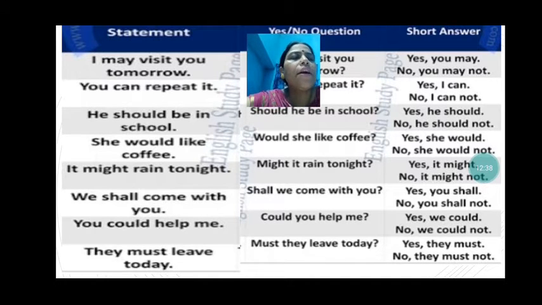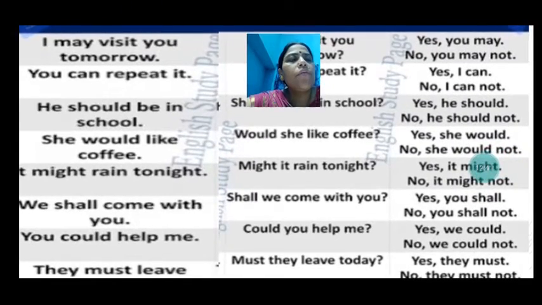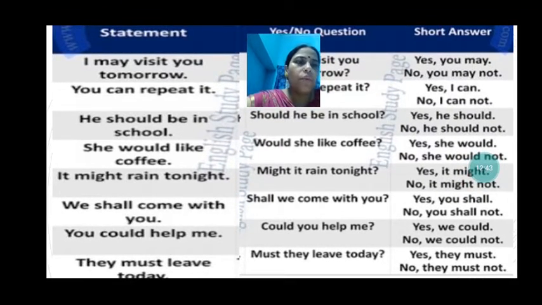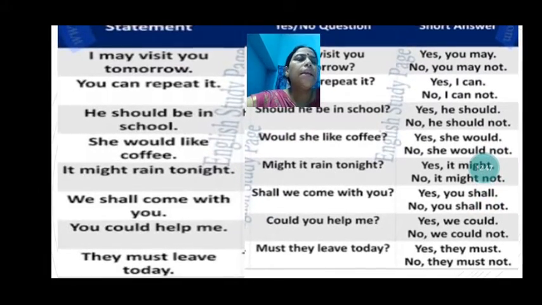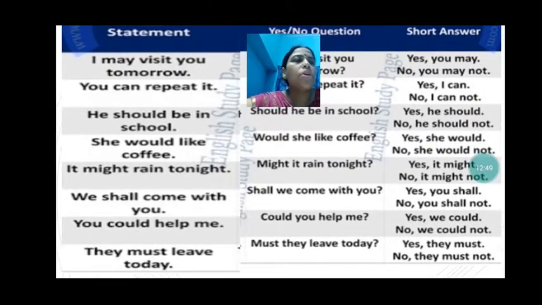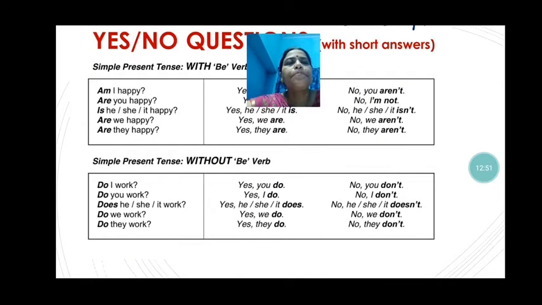Now see here, why is "we" used? Here we are asking more than one person. They must leave today. Must they leave today? Yes, they must. No, they must not. This is the short answer.